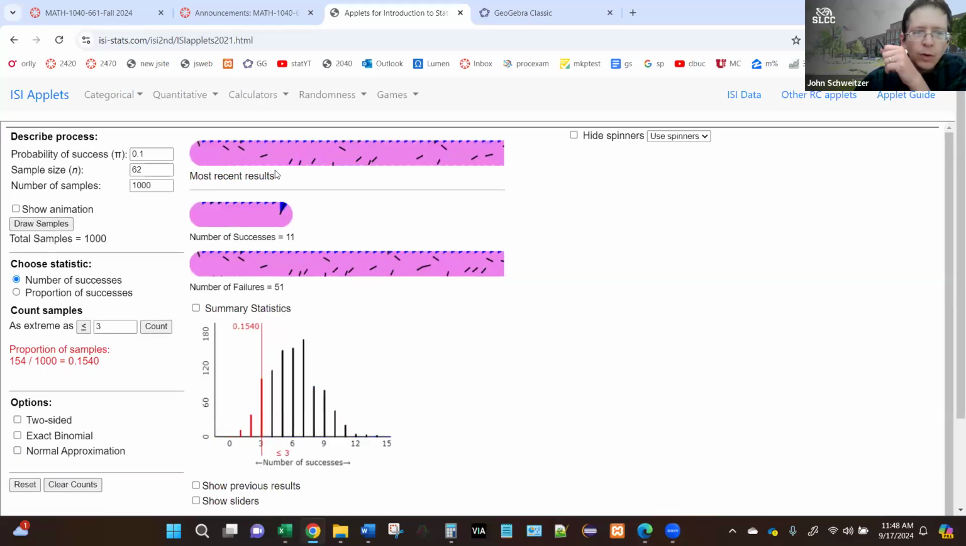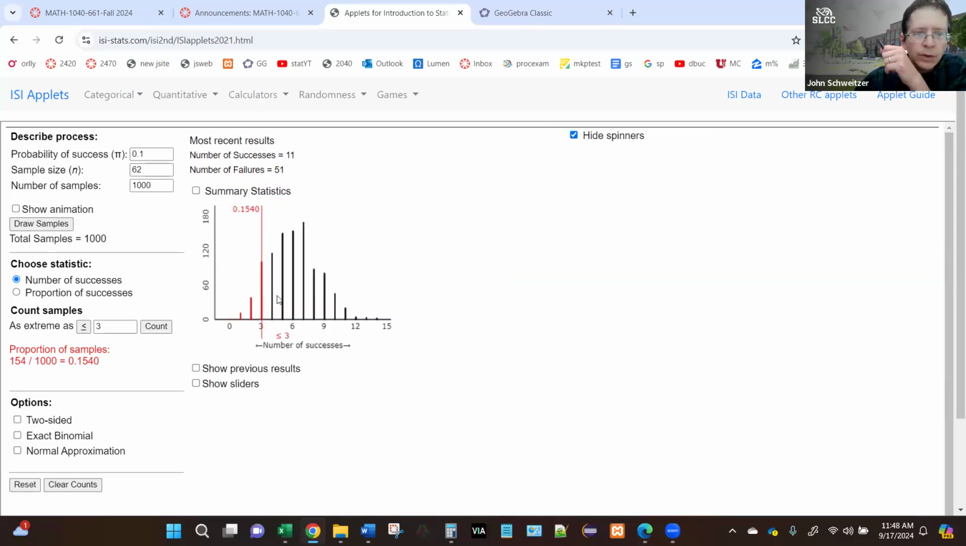And then we draw the samples. Let's turn off the normal and hide those. You guys remember doing this, right? So we did this in class, and the p-value here is 0.1540. It's just not quite convincing enough, right? It's a fairly high p-value, right? So that's using our randomization applet. That's what we did in chapter 2.